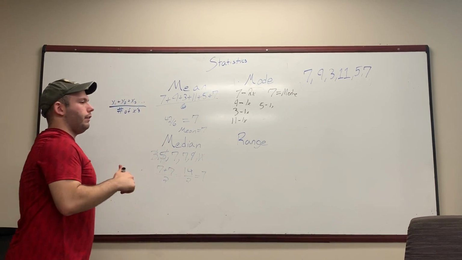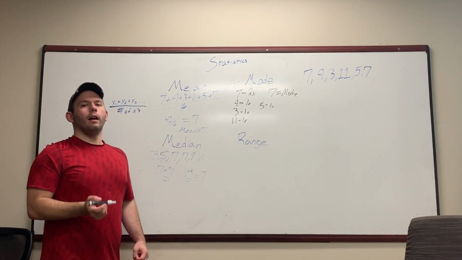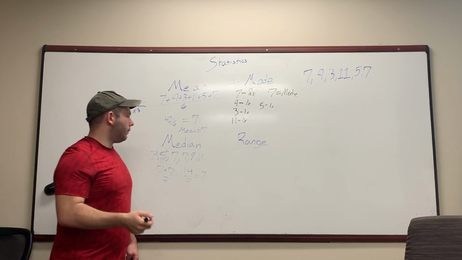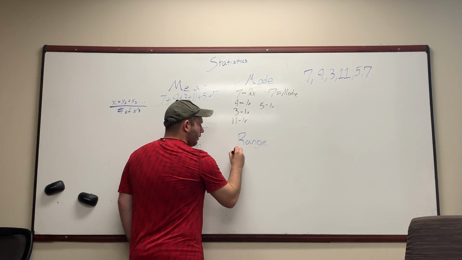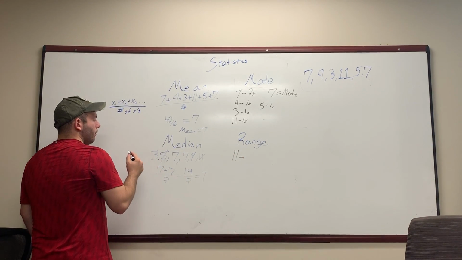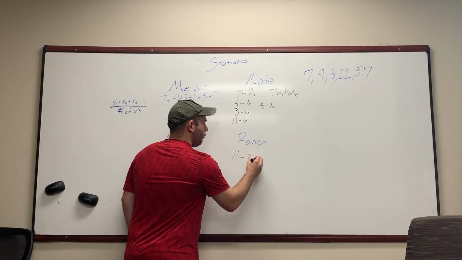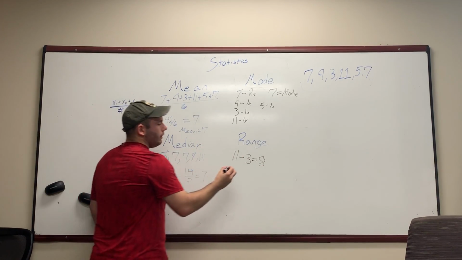Okay, and the simplest of these is range. Our range is simply our highest number minus our lowest number. So, we know our highest number is 11 minus our smallest number, which is 3. So 11 minus 3 is equal to 8. And so our range here is equal to 8.